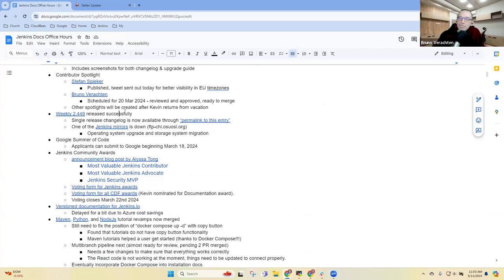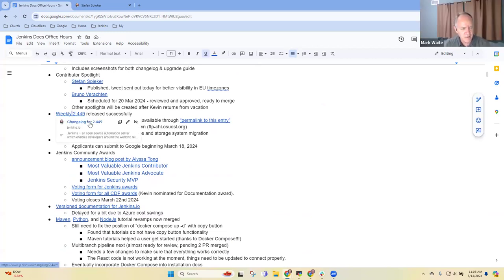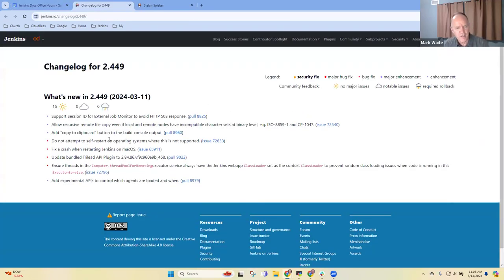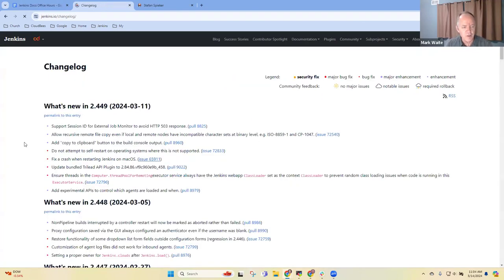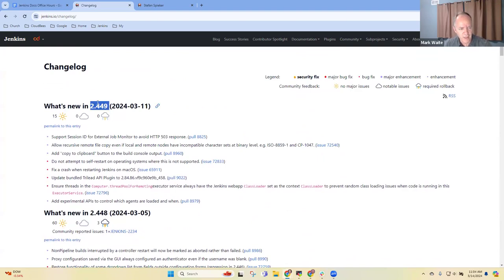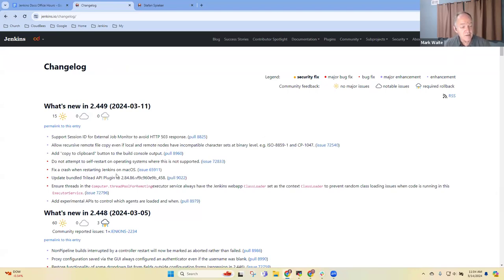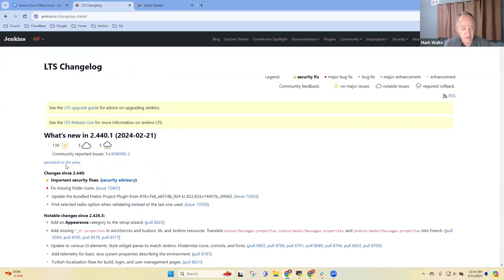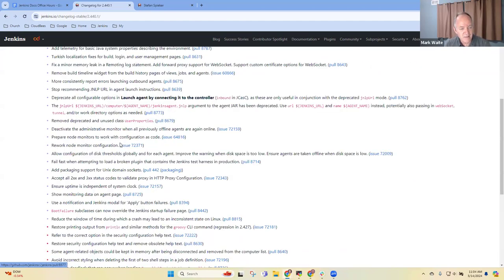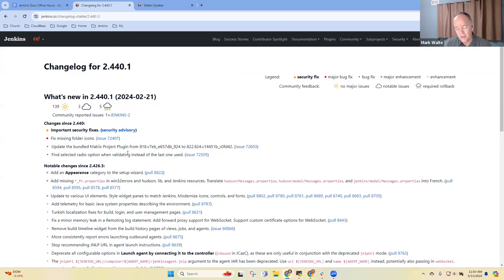My pleasure. All right. Jenkins Weekly 2.449 has released. And this one highlights a new feature of the changelog, thanks to Daniel Beck. Notice that this is showing one and only one changelog. Now, if I go to the download page, I can still see all the changelogs here. So 449, 448, they're all here. But this permalink to the entry gives me exactly one on a dedicated page. Makes it a lot easier to see a single page. The same thing applies for the stable releases, the LTS, where if I click this one, I see exactly and only 2.440.1. Special thanks to Daniel Beck for the work to do that. I love how it feels.